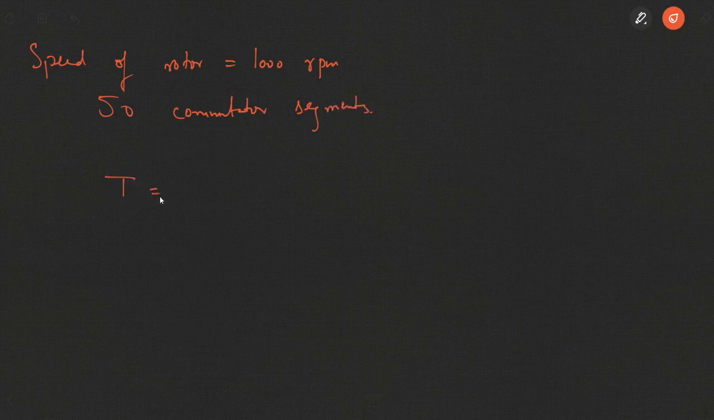So the time taken for the system to reach back will be equal to 1 divided by 1000 into 50. And if we are converting this into seconds, then 60 divided by 1000 into 50. So that is approximately 0.0012 seconds. So ideally this commutation time will be equal to 0.0012 seconds for this system.